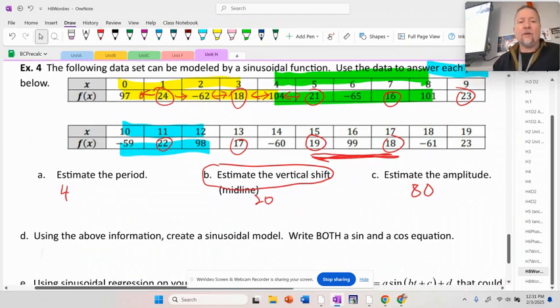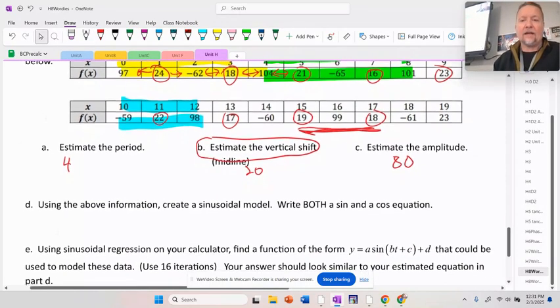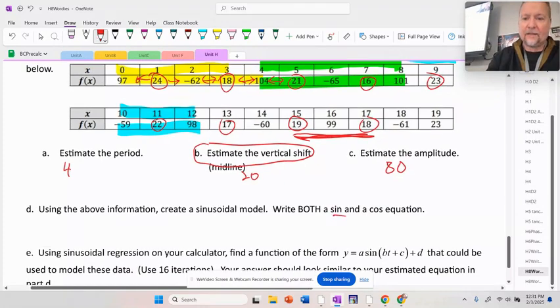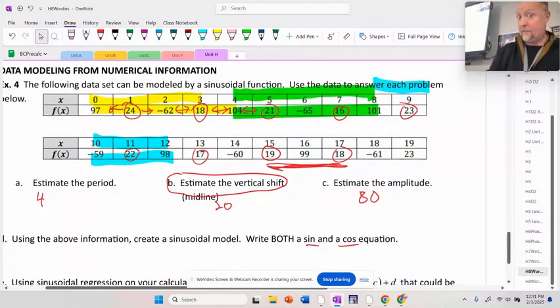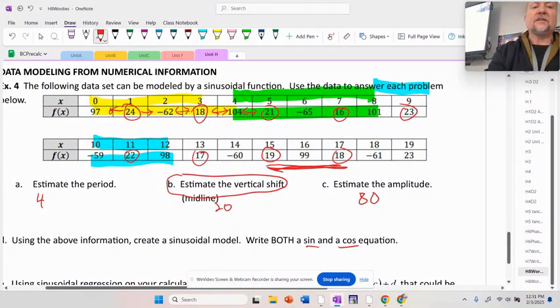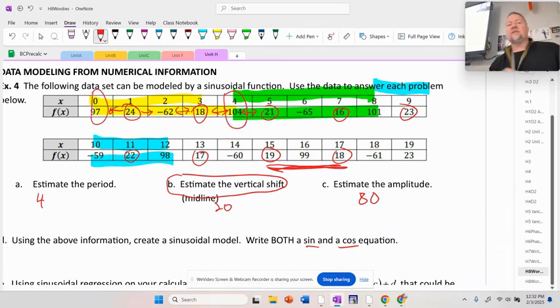All right. And then from that, we can create an estimated model. Oh, and then they say both sine and cosine. Wait a minute. How does this start from here to here? Is that more cosine-like or more sine-like? Who's more likely to start at the high, then go down and then end up at the high? This does definitely start as a cosine.